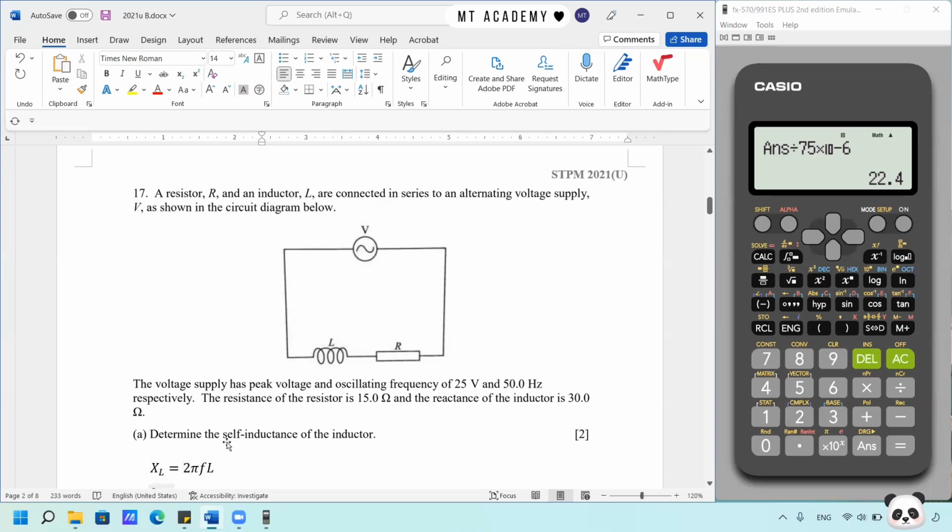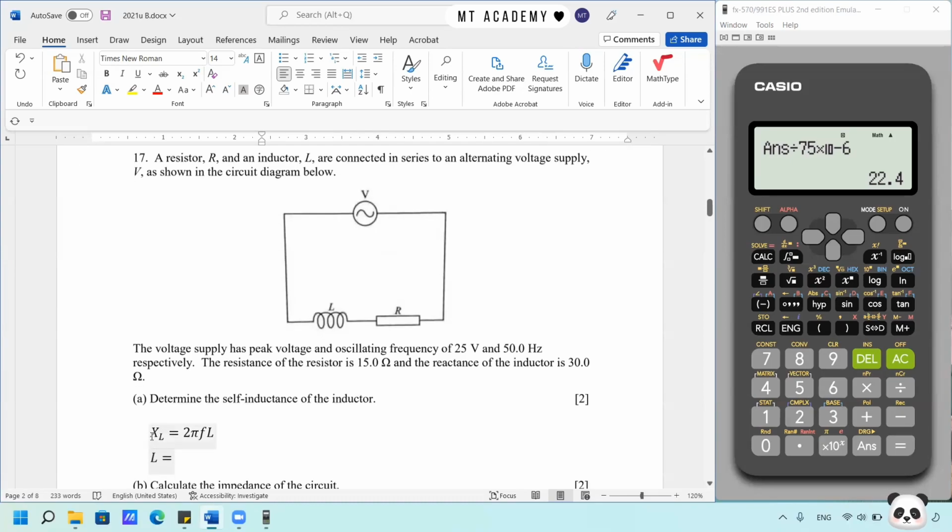Question A, you need to determine the self-inductance. Remember the formula: XL, the reactance, equals 2 pi f L. To obtain the self-inductance, we take the reactance, 30 ohm, divided by 2 pi f, the frequency, which is 50 hertz, and you will get the inductance as 0.095 henry. Okay, simple. We move on.